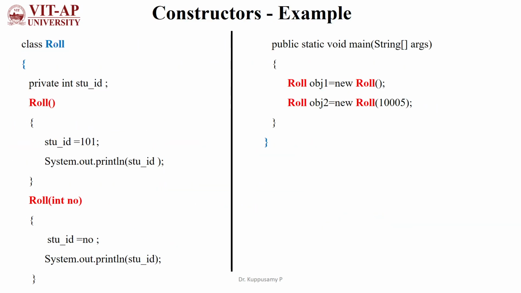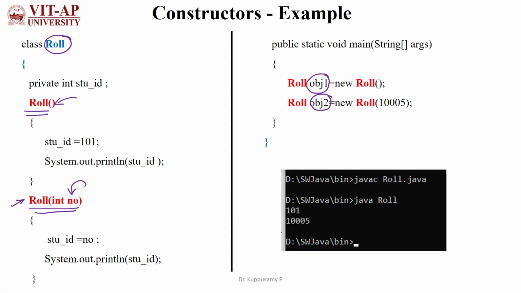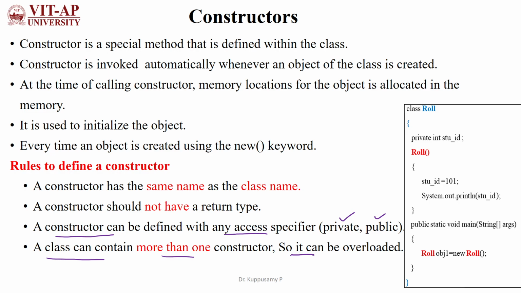For example, here the class is role, and we are defining two constructors with object names obj1 and obj2. So two constructors are there with different contexts. Here we are passing a single integer variable in one, and the other is without any arguments. Since we are defining two constructors, we can apply the overloading concept in this context.